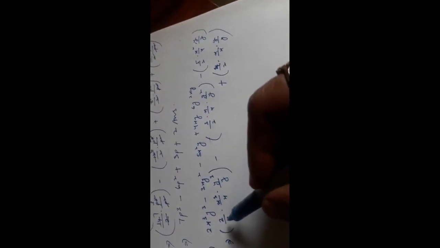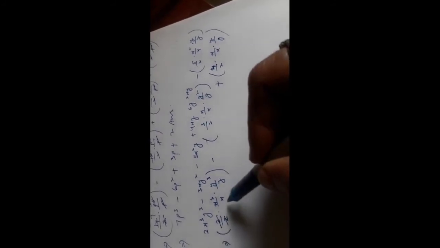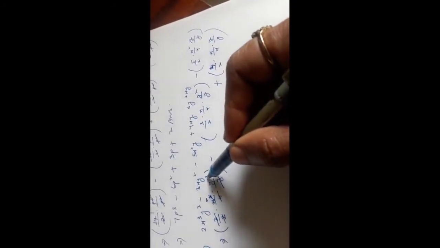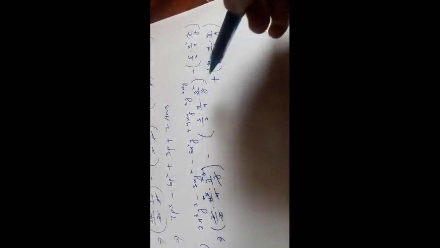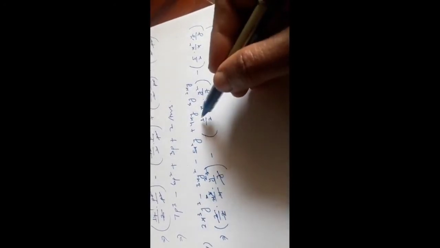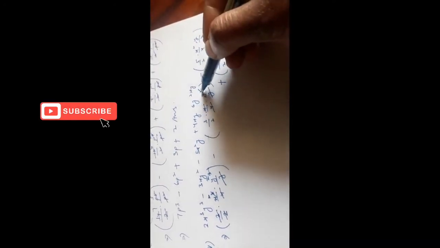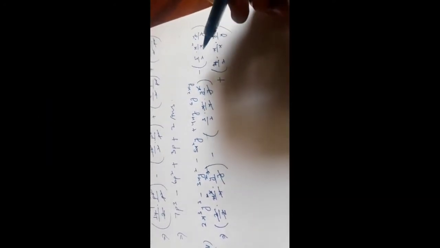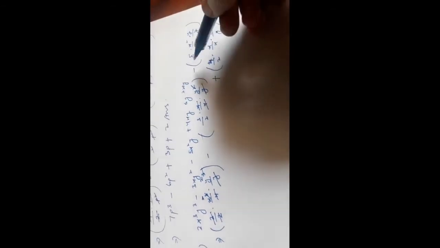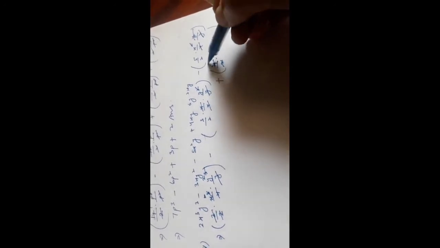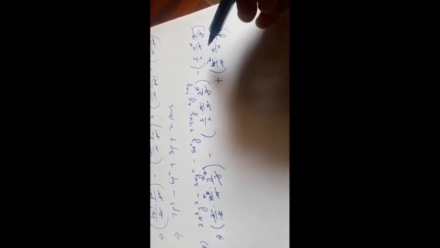Now 2 will get cancelled with 2, x will get cancelled with x cube, so will remain as x square. Y will get cancelled with y cube, will remain as y square. No cancellation here, and x will get cancelled with x, y square will get cancelled with y, will be left as y. No cancellation here, x with x square, y with y. 2 ones are 2, 2 2s are 4. Cancellation here, x with x and y with y.